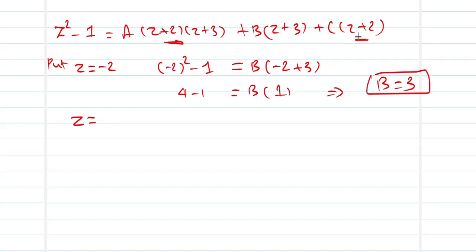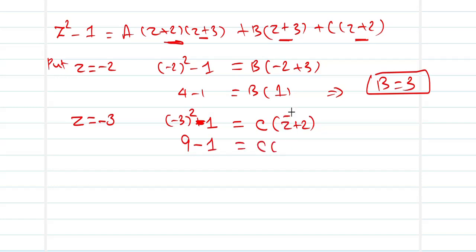Put z plus 3 equal to 0 or z is equal to minus 3. So I will have minus 3 the whole square minus 1 to be equal to, this contains z plus 3, so this will vanish, this contains z plus 3, so this will vanish. So the remaining term will be z plus 2 with c as the coefficient. So this makes it as 9 minus 1 equal to c into, this now takes the value minus 3 plus 2 which is equal to minus 1. So 8 equal to minus c, which implies c equal to minus 8.